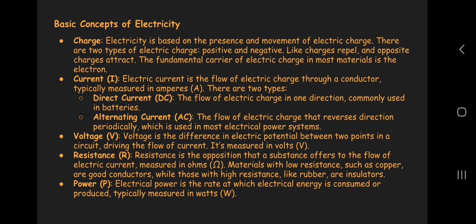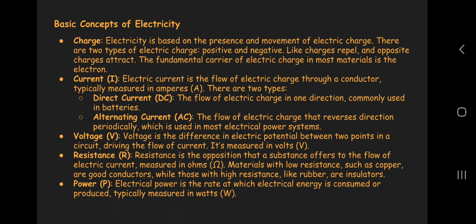Basic concepts of electricity. Charge. Electricity is based on the presence and movement of electric charge. There are two types of electric charge, positive and negative. Like charges repel and opposite charges attract. The fundamental carrier of electric charge in most materials is the electron.